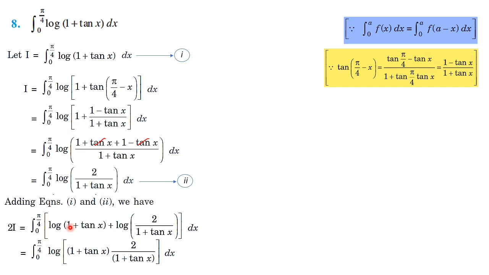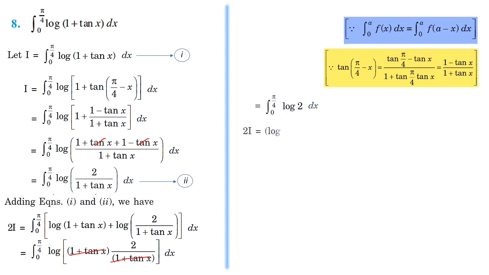Then integral 0 to pi by 4 log, this is in the form log a plus log b. So log a plus log b is log a into b. So here the logarithm is outside, a into b. So this is a and this is b. So log a into b means log of 1 plus tan x into 2 by 1 plus tan x. Now when we check, the numerator and denominator, 1 plus tan x and 1 plus tan x can be cancelled, and inside the bracket it will have only 2. So integral 0 to pi by 4 log 2 dx. Log 2 is a constant.